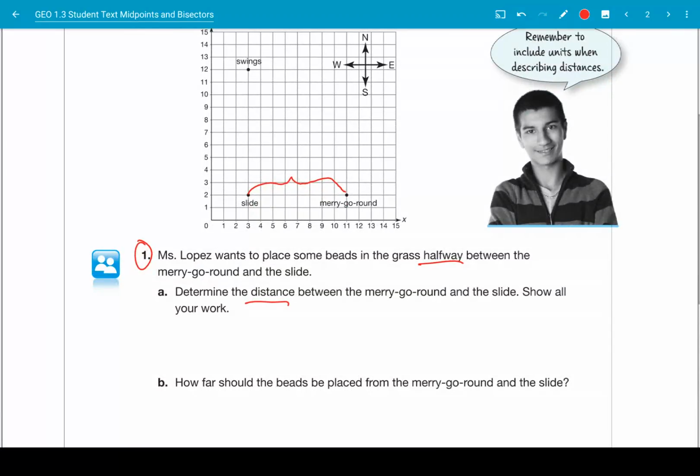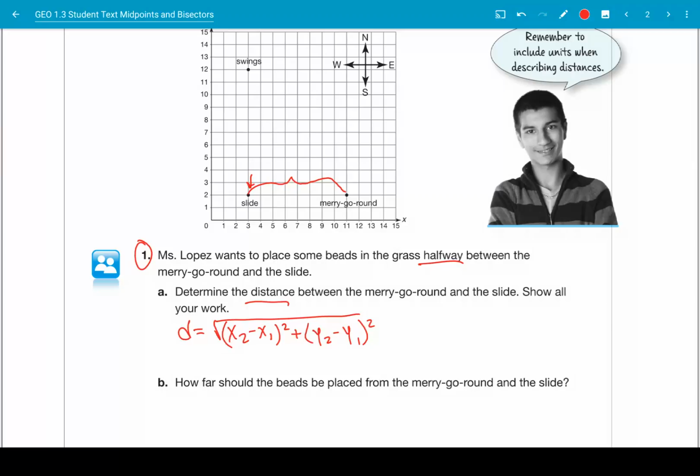Okay? So the very first thing that I would like you to do is to write down the distance formula. Take a few seconds and write down the distance formula. You can pause this right now if you need to. Okay. If you wrote down D equals the square root of x2 minus x1 squared plus y2 minus y1 squared, you are correct.